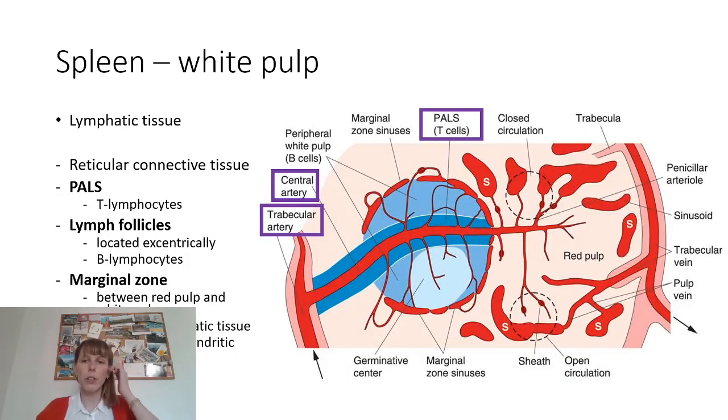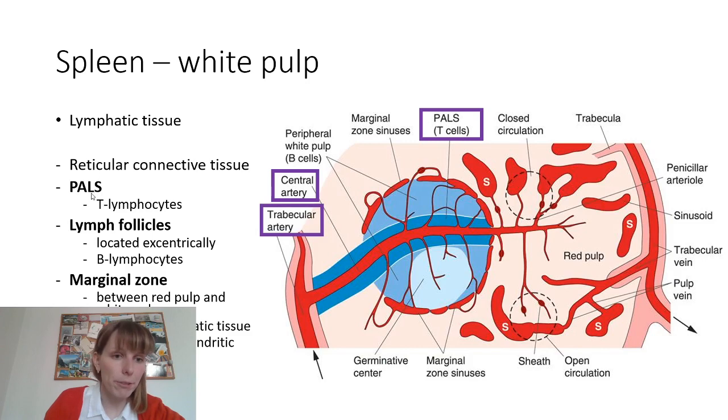So a little bit of the theory before we take a look at it. We want to be able to recognize the white pulp and the red pulp in the spleen, and the white pulp is the lymphatic tissue. How do you recognize lymphatic tissue? You will see a lot of lymphocytes, and they will be organized in, again, lymphatic follicles. So this would be one lymphatic follicle, and same as before, in lymphatic follicles we will have B lymphocytes. So the B dependent zone of this organ will be the lymphatic follicles in the white pulp.